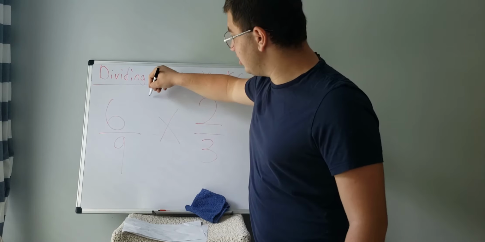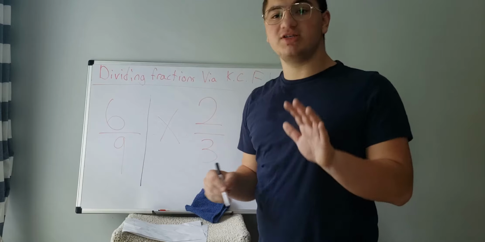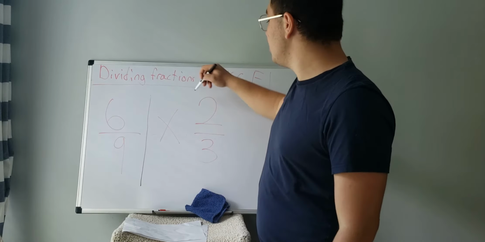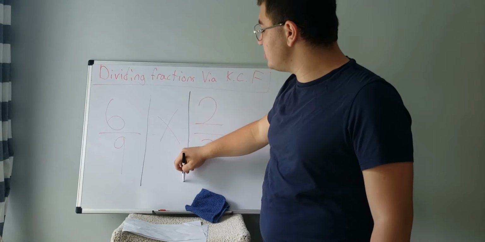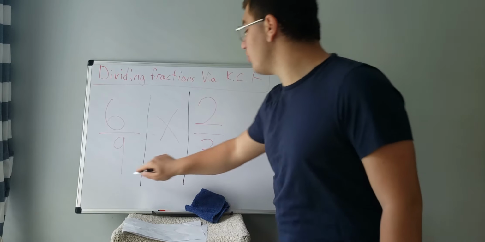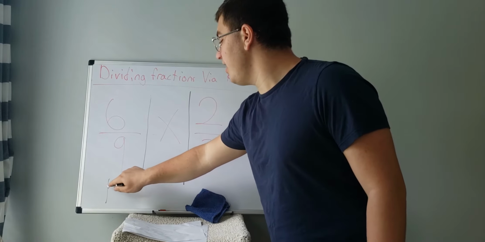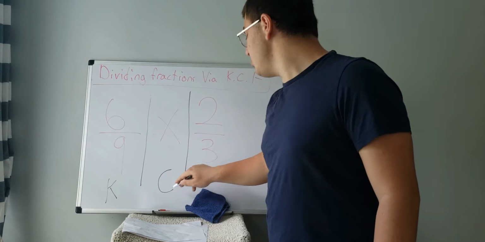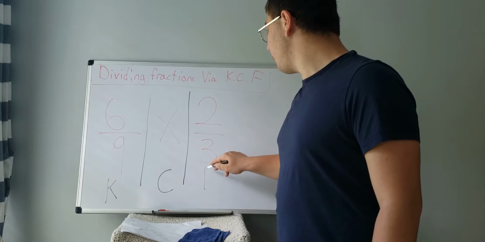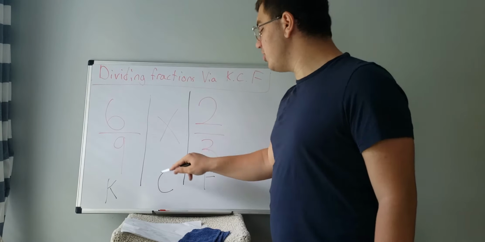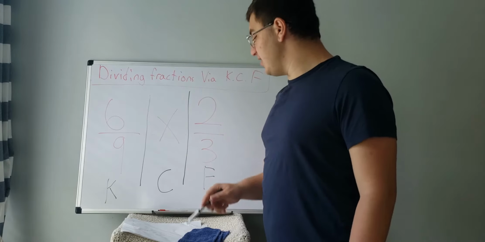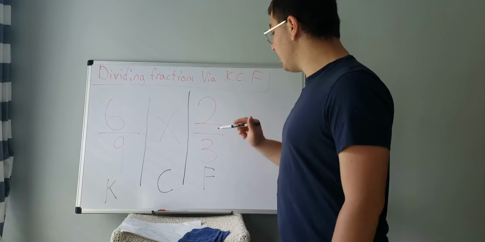So let's draw a little line here. And I like to do this. Remember, this is just baby steps. Once you get a little bit better at this, you don't need these. And we're going to write a good old K, C, and then an F right here. Keep, change, flip. Keep for the 6/9, change the multiplication sign, and flip the 2/3.